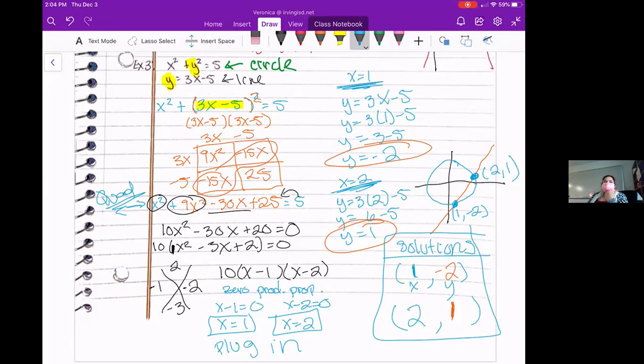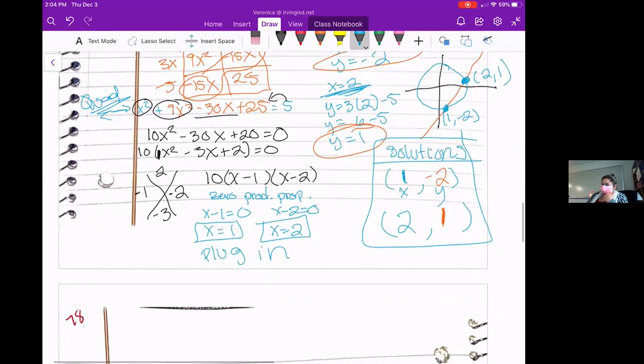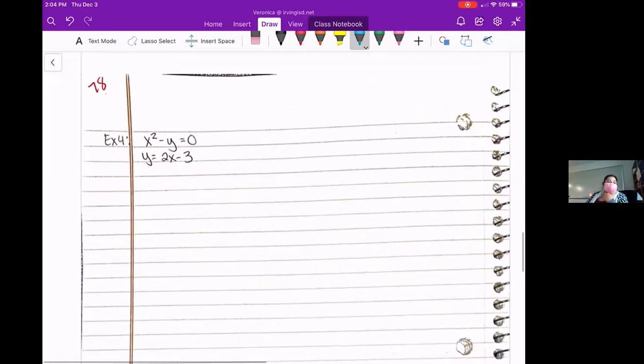Okay, so for example 4, start looking at it. What do we see? So what do we see in example 4? While I finish for some of you to write this down. So what type of functions were given to us in example 4?